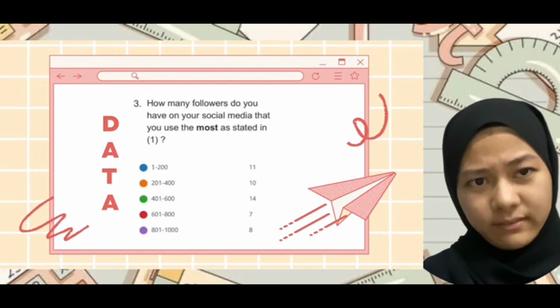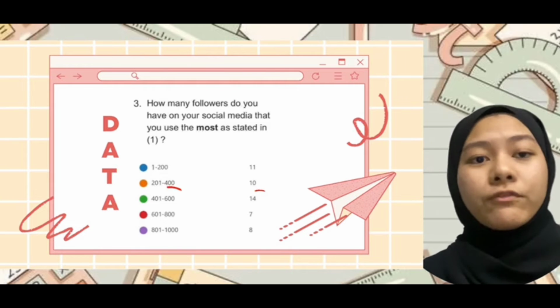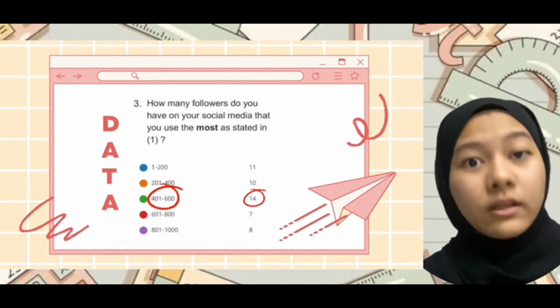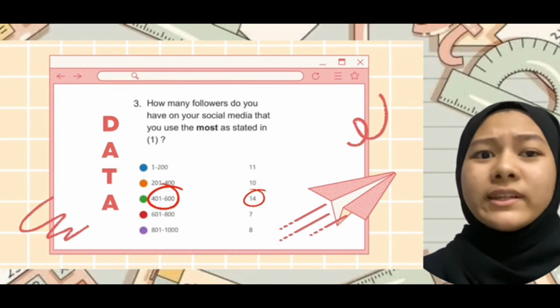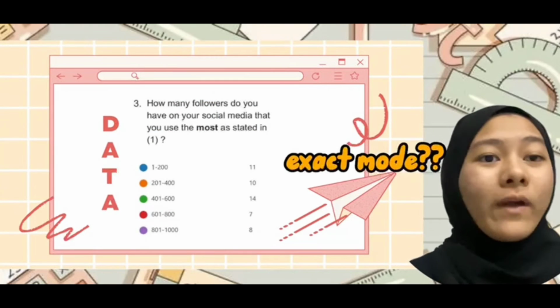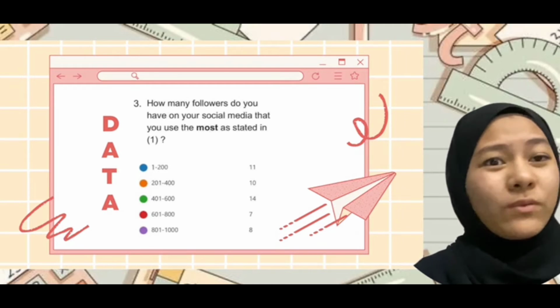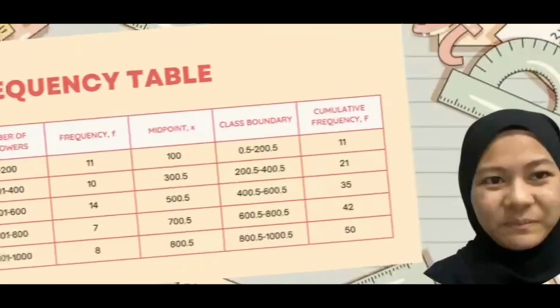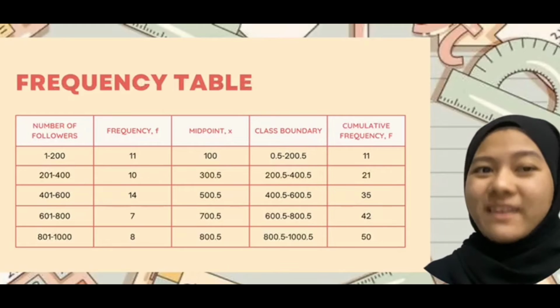If you take a glance at the data, we can see that most people have followers in the range of 401 to 600, which means the mode lies in that class interval. But what is the exact mode? Where is the median? There are so many elements that we can get just by looking at this data. Hence, I have transferred it to a frequency table.